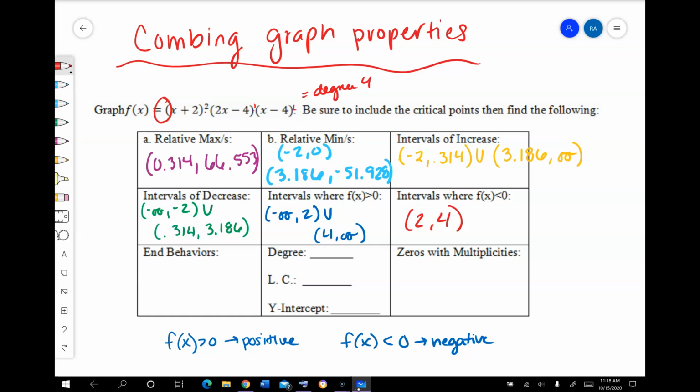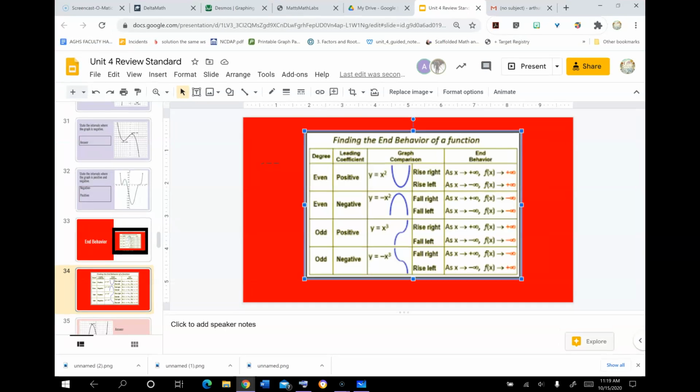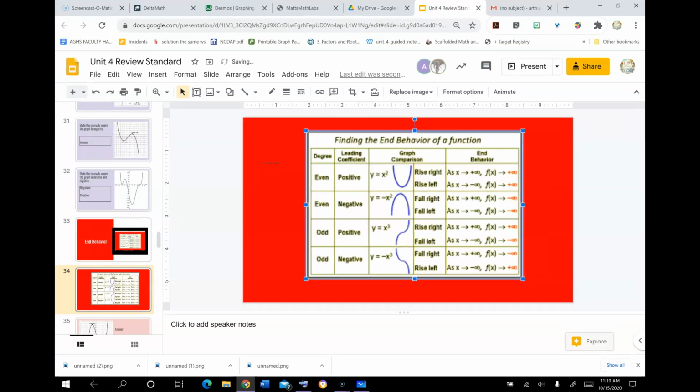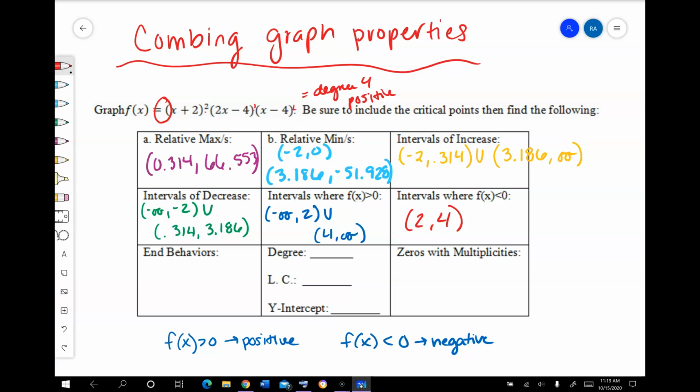Leading coefficient, so what's the leading sign? Is it positive or negative? Well, this one's positive. So it is an even degree and a positive. So it's even positive, and even positive is right there. So this would be my end behavior. As x approaches positive, f of x is positive. As x approaches negative, f of x is positive. So that's what you would write.